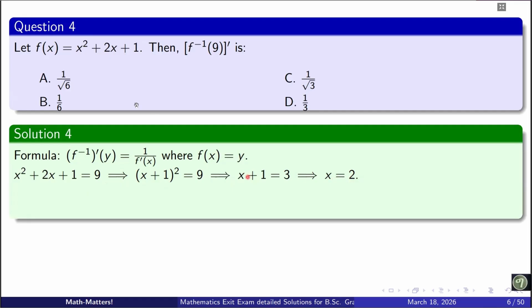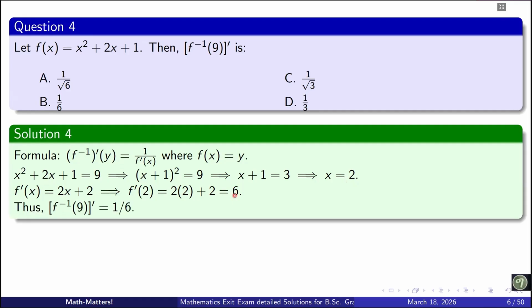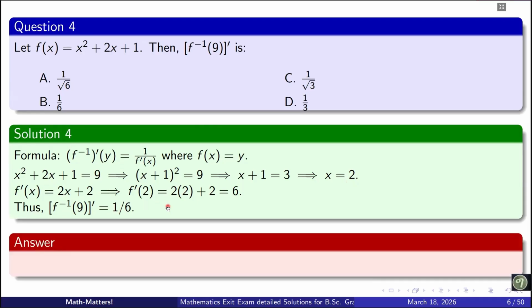That means when we substitute 2 in the place of x, f of 2 is equal to 9. Therefore, if f of 2 is 9, then the derivative of f inverse at 9 is exactly equal to 1 over f derivative of 2. If f derivative of x is 2 times x plus 2, this implies f derivative of 2 is 2 times 2 plus 2, which is 6. Therefore, the derivative of f inverse at 9 is equal to 1 over 6, that is 1 over f derivative of 2, because f of 2 is 9. Therefore, the exact answer for this one is B.